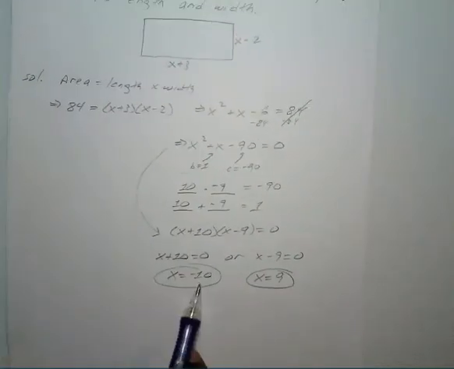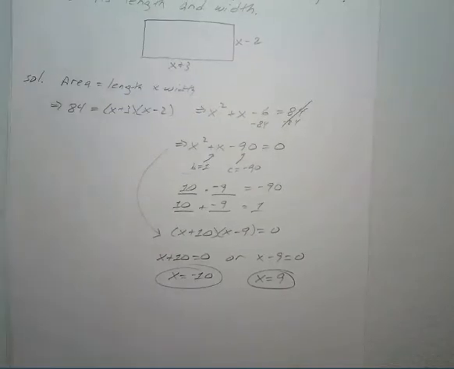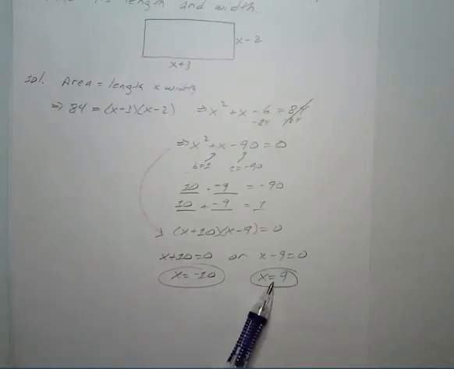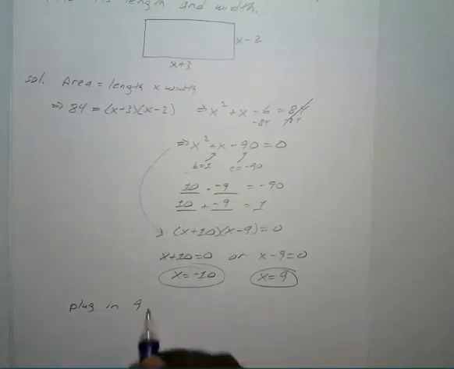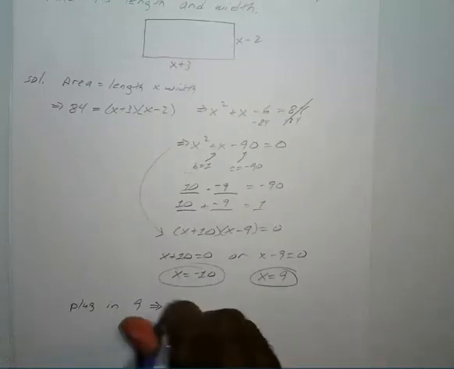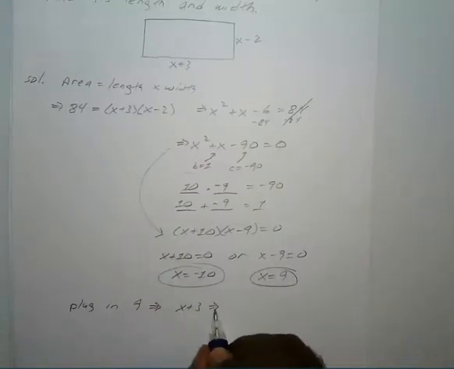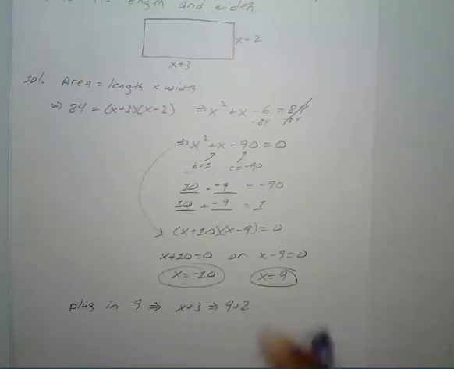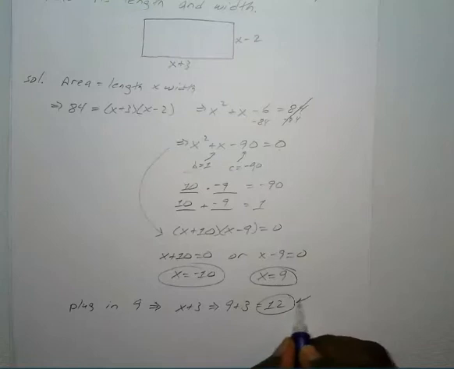Okay. Now, if you plug in negative 10, you get a length of negative 7, and you can't have a negative length. But if you plug in 9, we know that x plus 3 becomes 9 plus 3, which is 12. So that's our length.